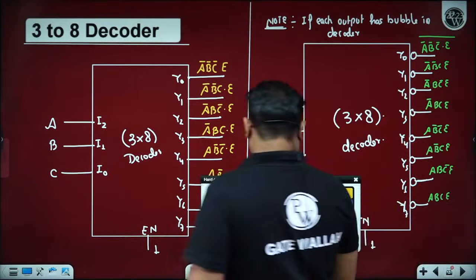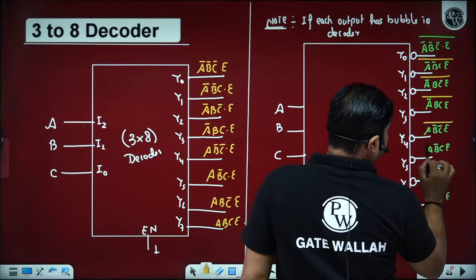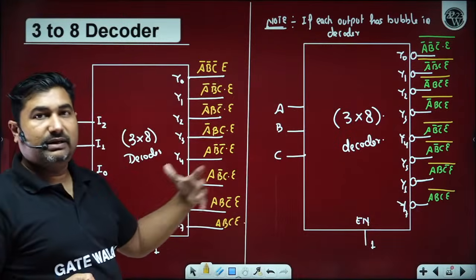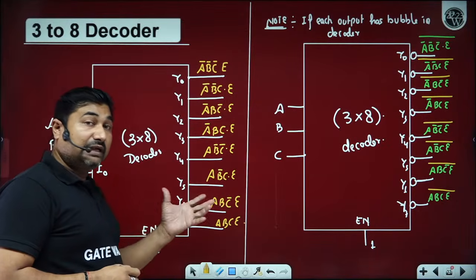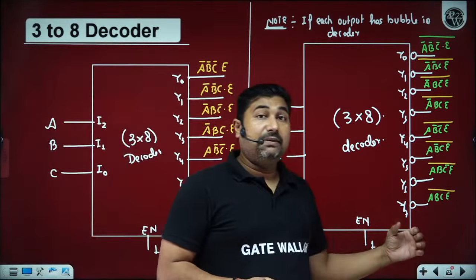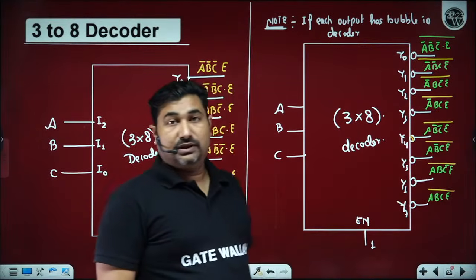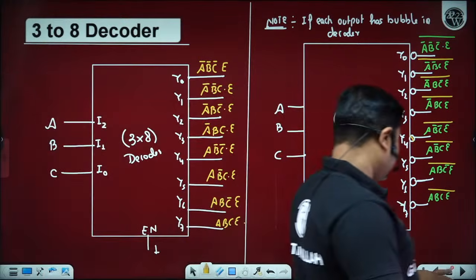So because of the bubble, what happened? Without the bubble, depending upon the binary data applied, only one of the output lines will become logic 1. Here, depending upon the binary data applied, only one of the output lines will become logic 0. Is it okay? How many of you able to understand, beta ji? Great.